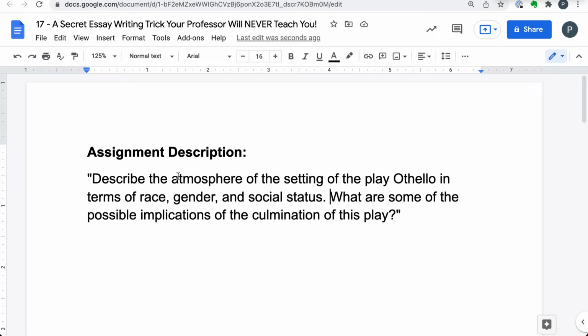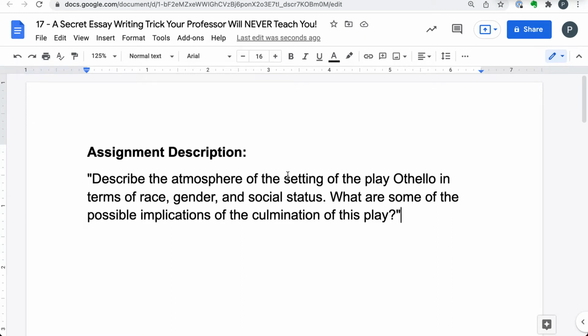Once we're done describing the atmosphere, we need to talk about the possible implications. So here's what we did. I took out something that was totally unnecessary in this writing assignment, so that it doesn't throw you off. It's unnecessary because, well, I don't want to repeat myself, but you already understand. If you're describing something, what else could you possibly be describing if not your observations?